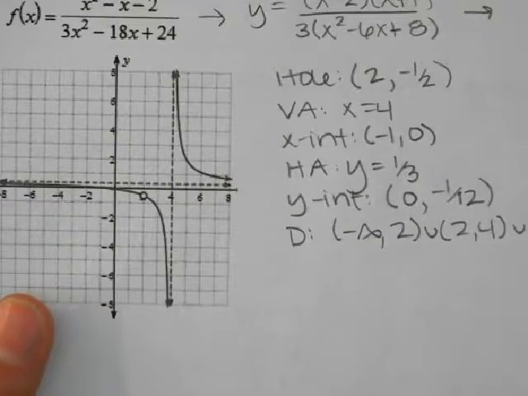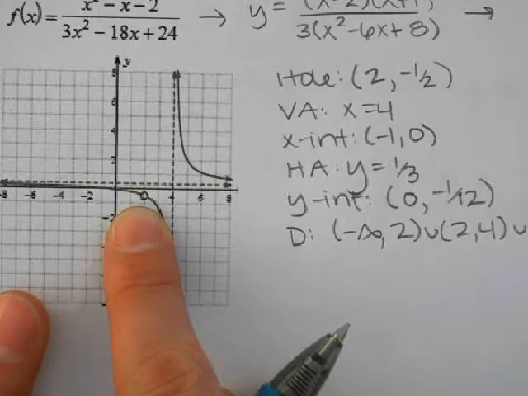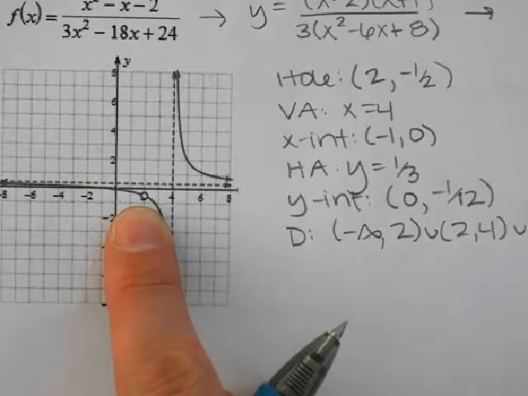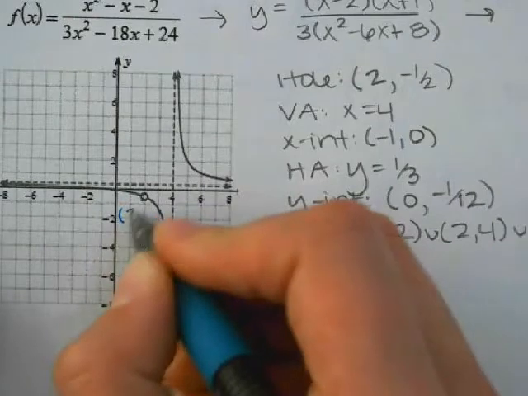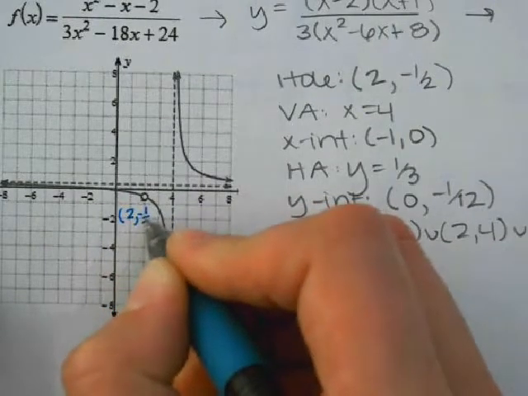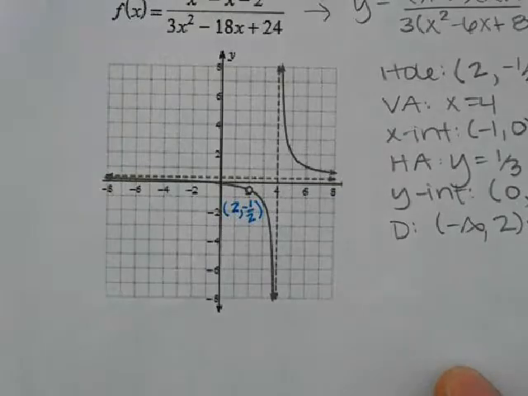So this one, we're back to the graphs that are a little bit tricky, so we have to be careful on this one. We do have a hole in the graph, and that might affect our range because the hole tells us a y coordinate that's actually missing from the graph. So we have an x coordinate of 2 and a y coordinate of -0.5. So got that filled in.